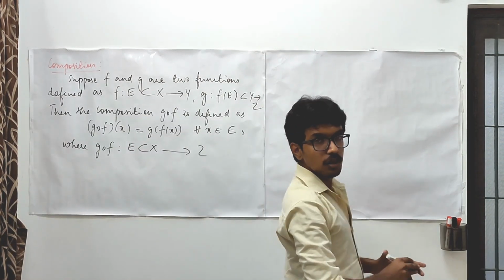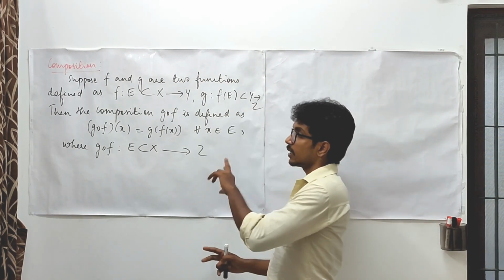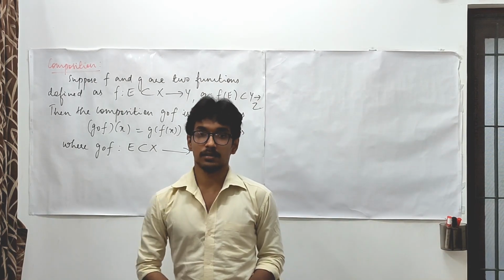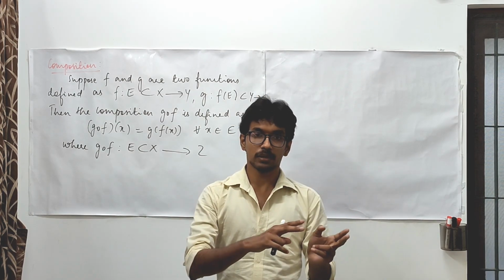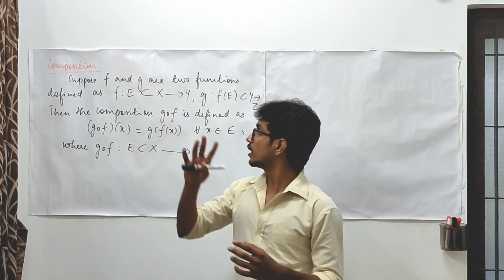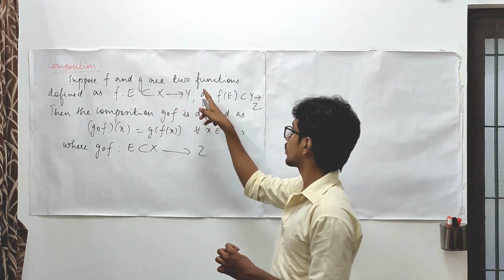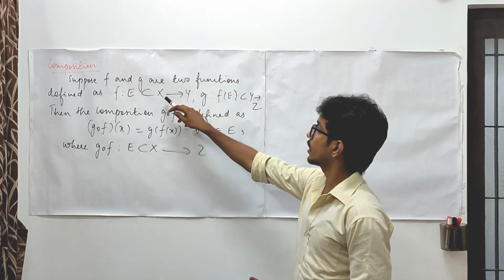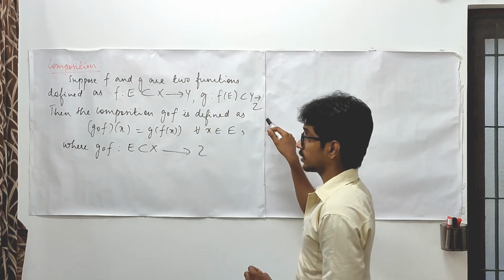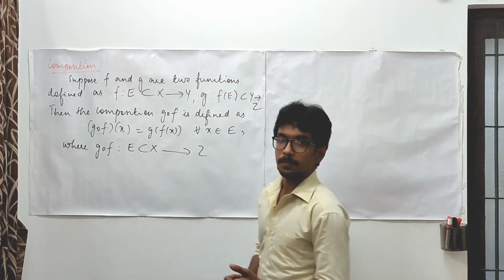Now the natural question arises: does f composite g exist or not? That exists only if the domain and codomain match. In all cases, if we are considering X to X, then it is possible. Or if we are defining X to Y and Y to X itself, then also it is possible.